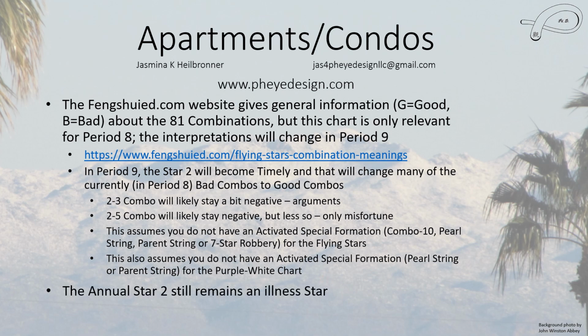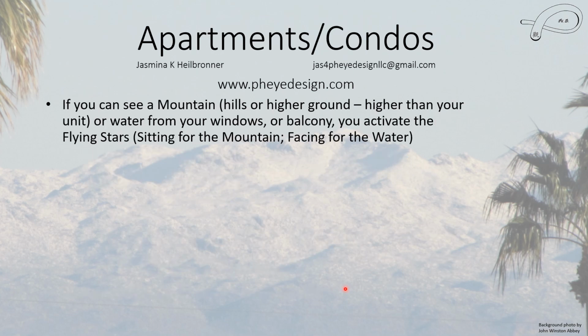Now, the annual star 2 will still remain an illness star. Maybe not as strong as it once was, but it's still an illness star. Now, you still want to look and see whether or not you can see a mountain, and this, of course, also means hills or higher ground. But in this case, it's higher than your unit. The ground must be higher than your unit, otherwise it doesn't count. If it's lower than you, it doesn't count. Seeing a mountain or water from your window or your balcony will activate the flying stars in that sector. The sitting star will be activated by a mountain. The facing star will be activated by water.